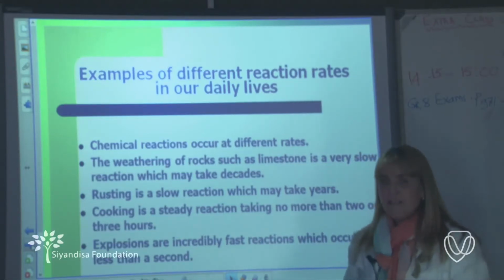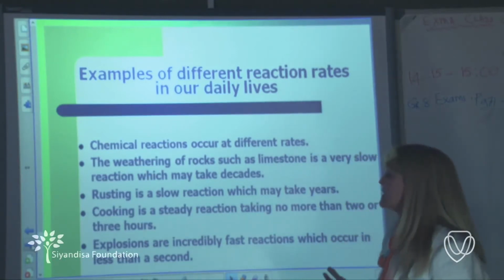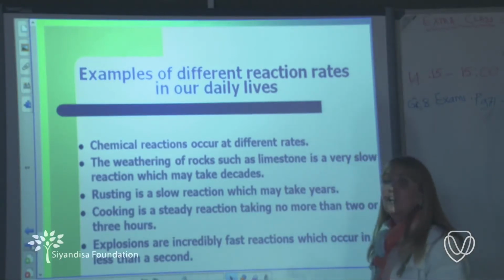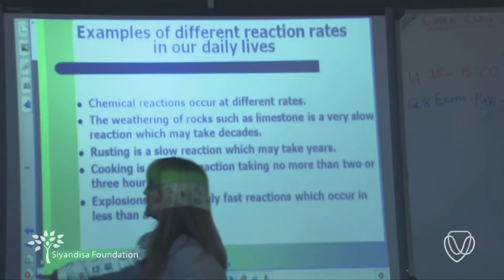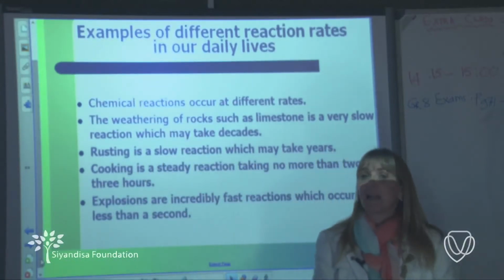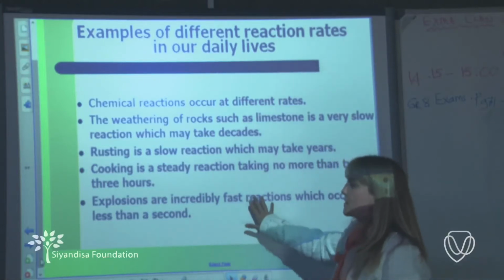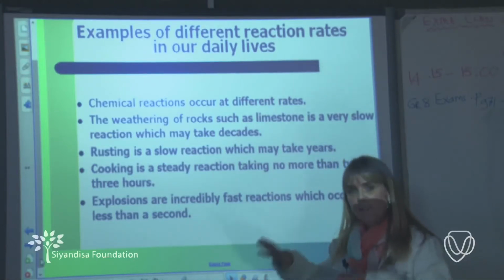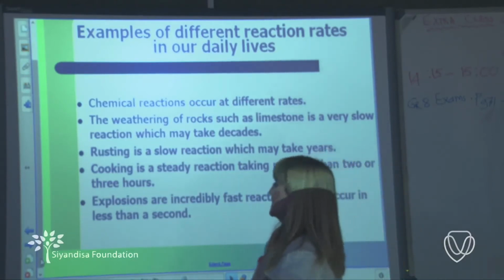Rusting. If you leave a bicycle outside for too long, eventually the metal is going to rust. But again, it is a slow chemical reaction, low reaction rate. Cooking, slightly quicker. And then explosions. An explosion is a chemical reaction that takes place in milliseconds, in fractions of a second. So in other words, the rate of an explosion, the rate of that chemical reaction would be incredibly high, very fast chemical reaction.